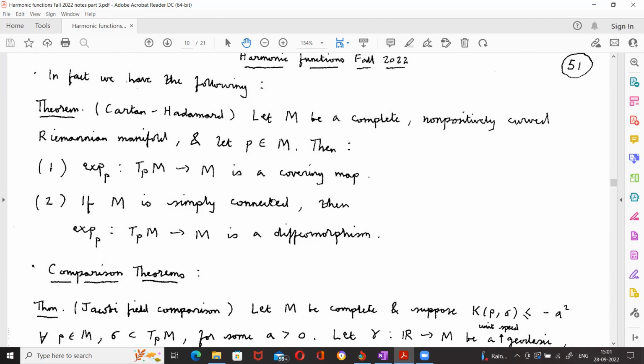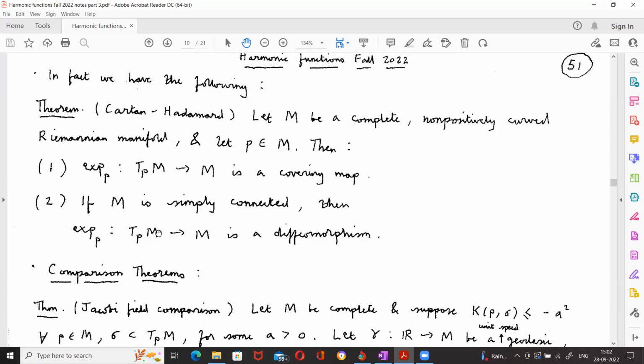So one can prove that this local diffeomorphism is in fact a covering map. And if M is simply connected, then this covering map actually has to be a homeomorphism. It has to be one-to-one. So therefore, in the simply connected case, the exponential map is a diffeomorphism.